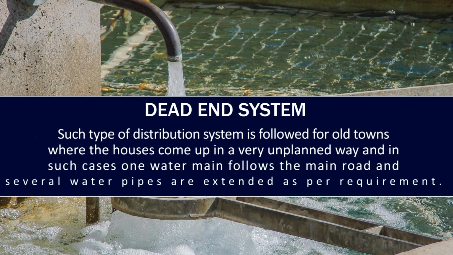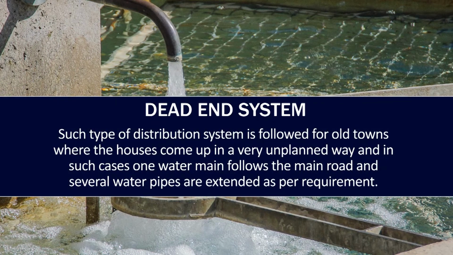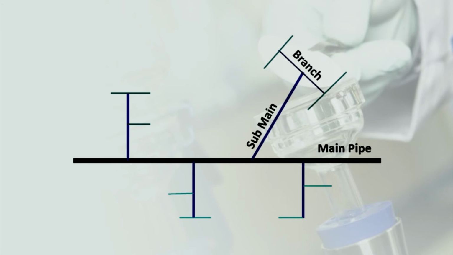Such a distribution system is followed in old towns where the houses come up in a very unplanned way, and in such cases one water main follows the main road and several water pipes are extended as per requirement. So this is the dead end system. One main pipe is given and then sub main pipe and then branches and then service connections.